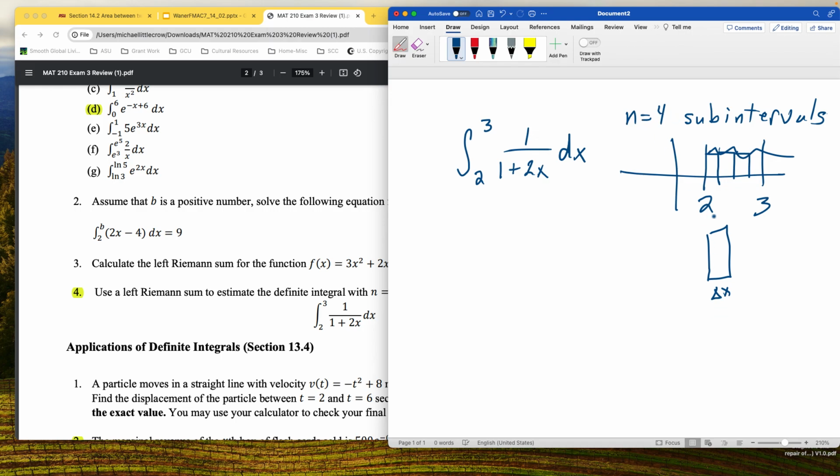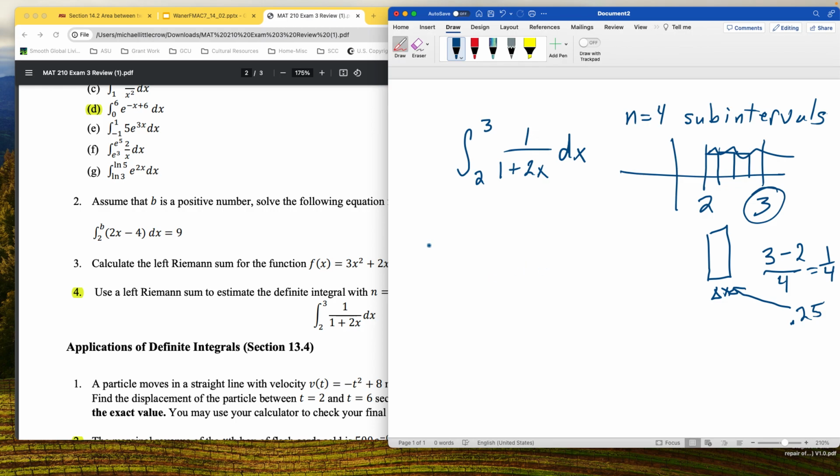We want 4 intervals. We're going from 2 to 3. So we take the second endpoint minus the first endpoint and divide it by 4. 3 minus 2 is 1, divided by 4 is 1/4 or 0.25. So the base of each rectangle will be 0.25.